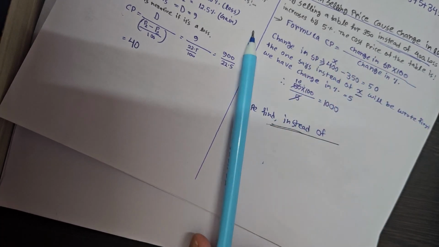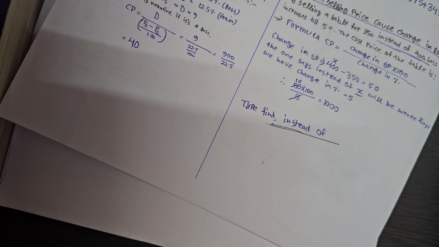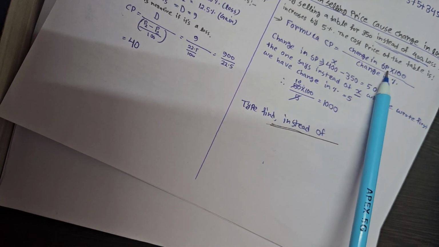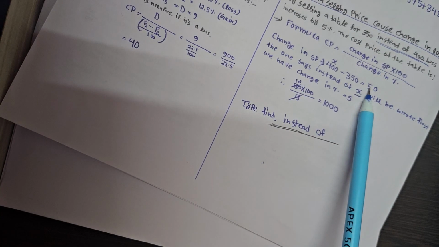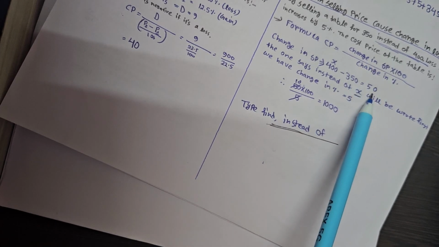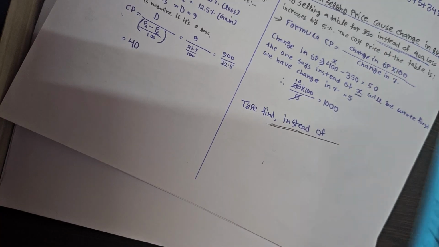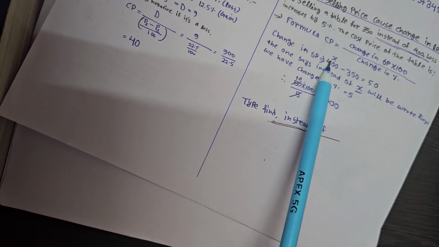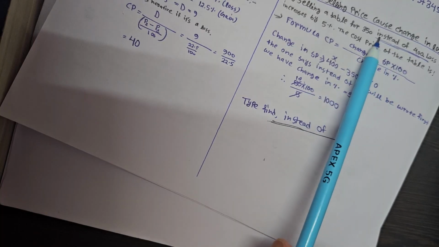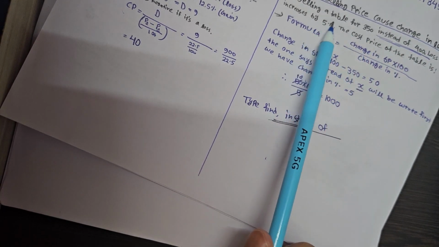The cost price of the table: to get the cost price, you write the change in selling price, multiply with 100 and divide by the change in percentage. The change in percentage is 5%, and the change in SP is 50, because of the "instead of 400" part. So we write 400 first, then subtract the 350 where it was sold.